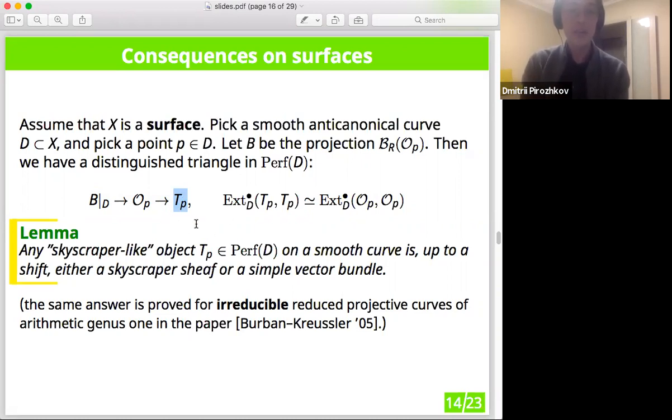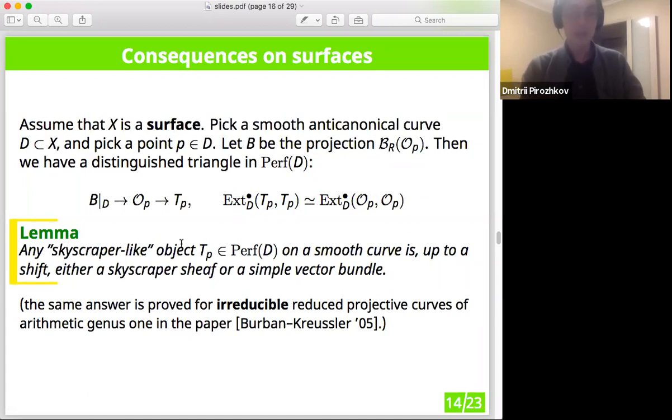Now, since T is an autoequivalence, at the very least, we know that the derived endomorphisms, which are just self-Ext of this object T_P, should be the same as for the skyscraper sheaf, since T is an equivalence of categories. But already this is an extremely strong condition on the object T_P. Namely, it is not hard to prove the following lemma: suppose we have any kind of skyscraper-like object, where skyscraper-like for me just means that the Ext algebra looks like the Ext algebra of the skyscraper.